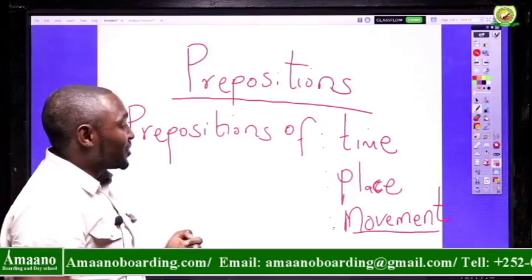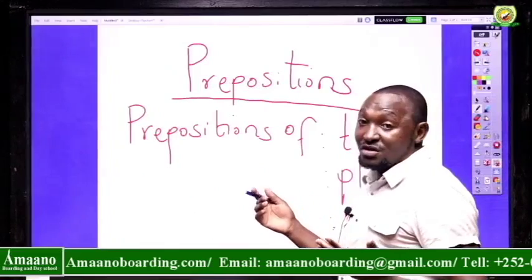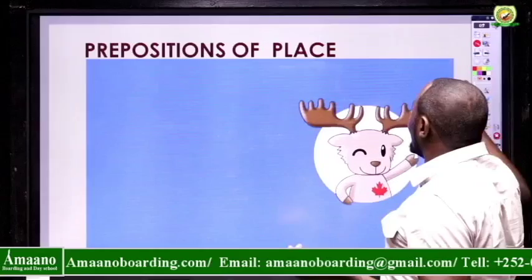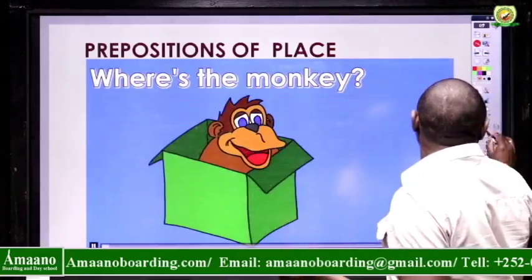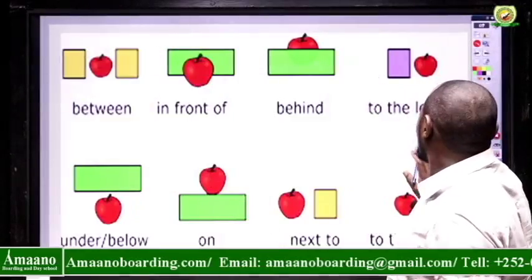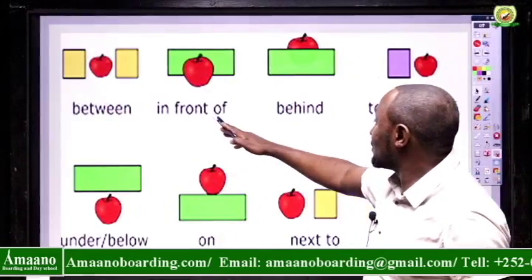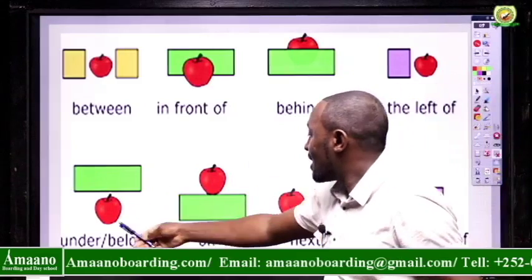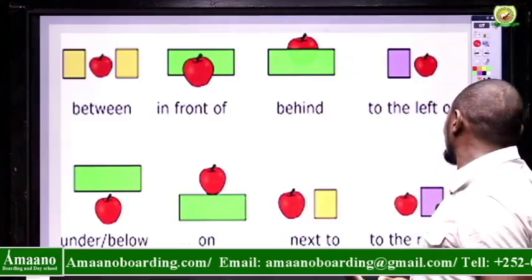Then a place shows the exact place of something, because first of all we need to learn what a preposition is. From the definitions, a preposition is a word. Where's the monkey? Where is it? Look at those words, just look at the picture. Between, in front of, behind, to the left of, under, below, on, next to, the right of.